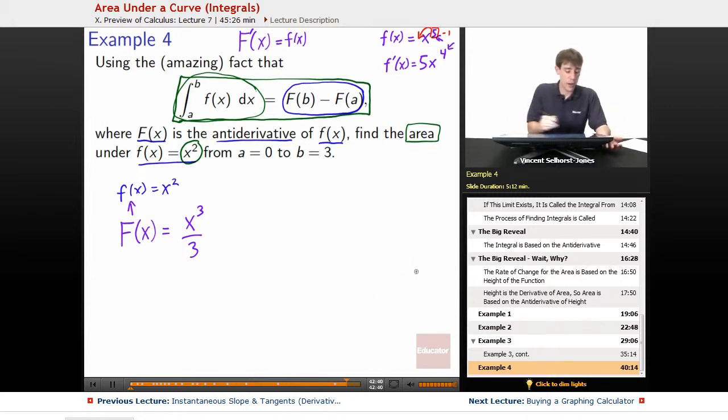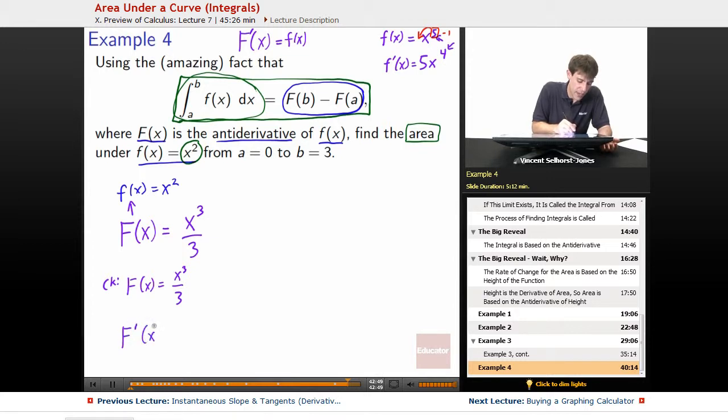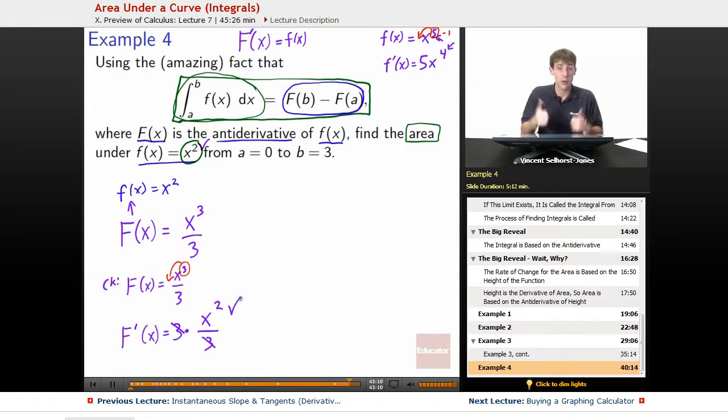Let's check and make sure that works. If big F of x is equal to x cubed over 3, then the derivative of big F of x should turn out to be little f of x. We bring the cubed exponent down to the front, so that's 3 times x, 3 minus 1 becomes a 2, and it's still divided by 3. The 3s cancel out, and we've got x squared, which is what we started with. That checks out. Great, so now we've figured out what our antiderivative is.